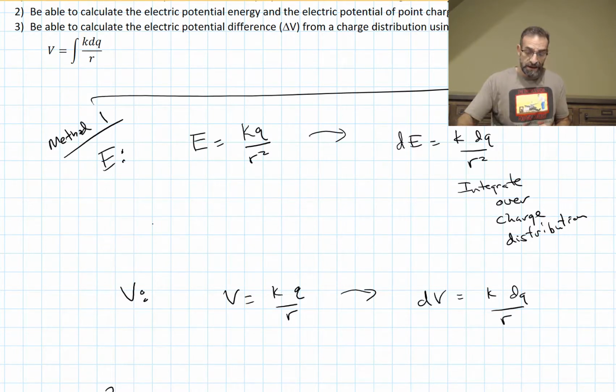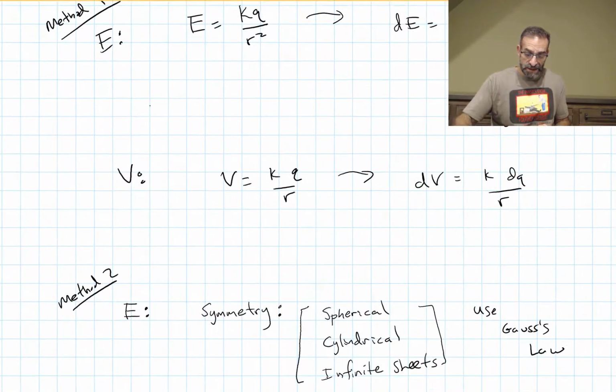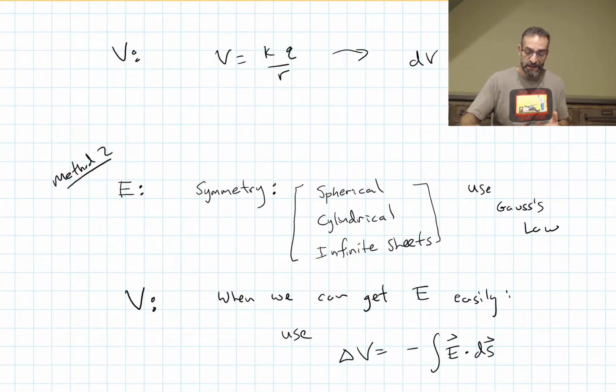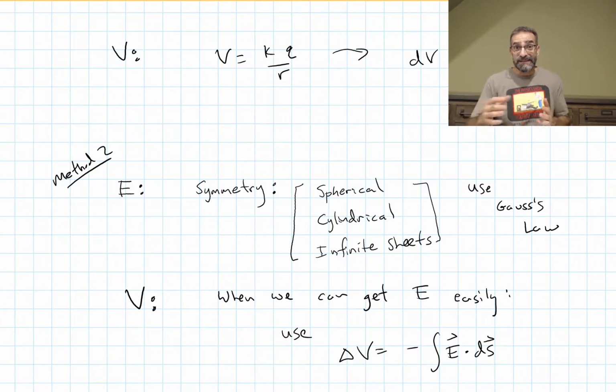Then we said we also have another technique for finding electric fields when we have certain symmetry in our problem. When we have spherical, cylindrical symmetries or infinite sheets, then we can use Gauss's law to find the electric field. In those situations, it's fairly easy to find the electric field. So after we find the electric field, we can then integrate it over some distance to find the potential difference between those points.